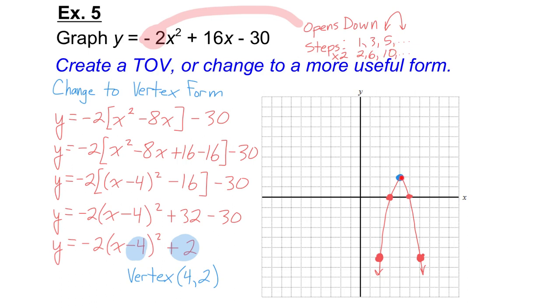So from the vertex, I go over 1, then down 2, over 1, down 6, over 1, down 10, but I don't have room on my graph, so I just stopped here. And I connected the dots with a smooth curve, as smooth as I can draw, and arrows on the ends to indicate that it does keep going.